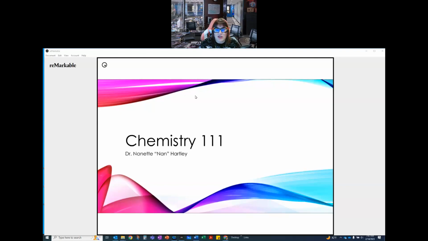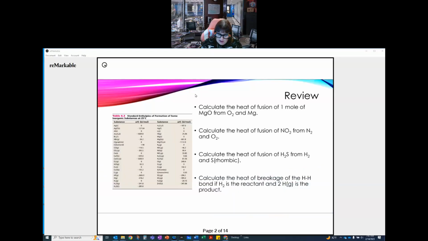And I am sharing my screen. So let's see what's in our entropy lecture. And of course, starting with our review, we're going to calculate the heat of formation of 1 mole of MgO from O2 and Mg. So I'm looking at this table, and I see MgO solid is negative 601.8. So I'm looking at Mg solid plus O2 gas, and it's going to have to be plus half an O2 gas going to MgO solid.